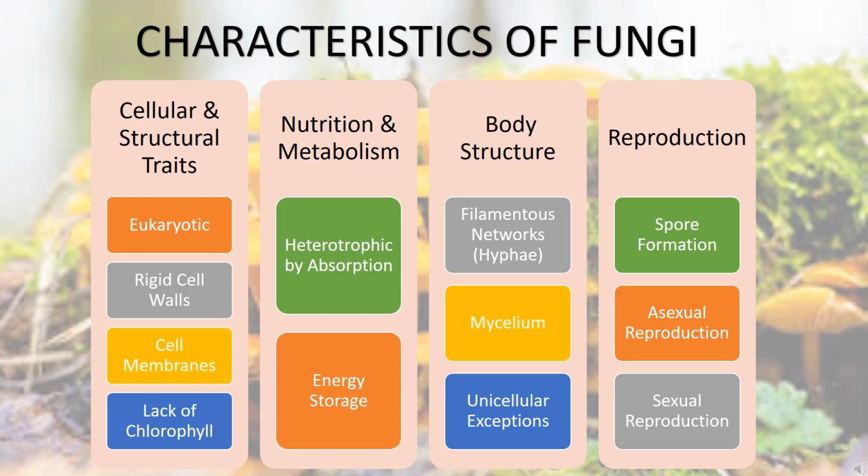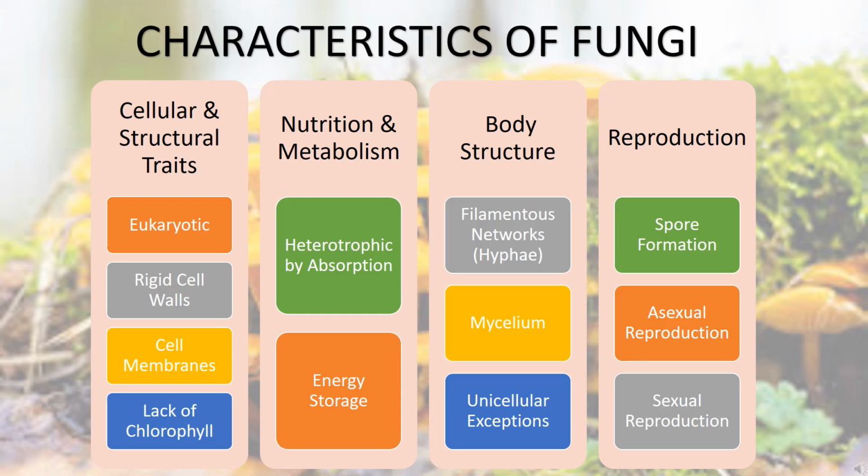Energy storage. Similar to animals, fungi store their excess carbohydrates as glycogen, rather than starch. Body structure. Filamentous networks. Hyphae. The vegetative body of most fungi is a tangled mass of slender, thread-like filaments called hyphae. Mycelium. This collective network of hyphae forms the thallus, body, of the fungus, allowing it to grow deep into a food source. Unicellular exceptions. Some fungi, such as common yeasts, do not form hyphae and exist as single-celled organisms.